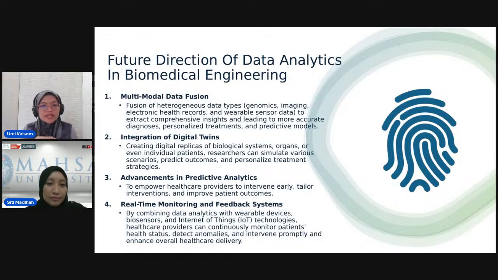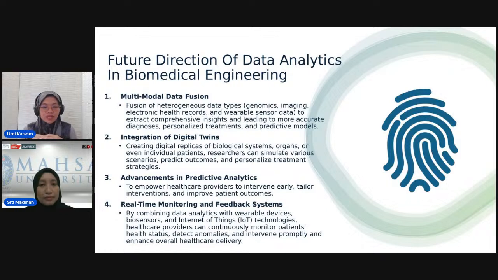So the third one is advancement in predictive analytics, to empower healthcare providers to intervene early, tailor interventions, and improve patient outcomes. Yeah, we already have predictive analytics, but we need to advance it to have more precise predictive analytics.